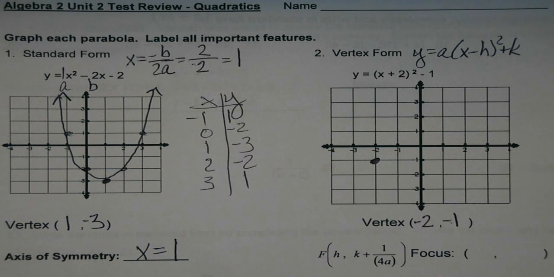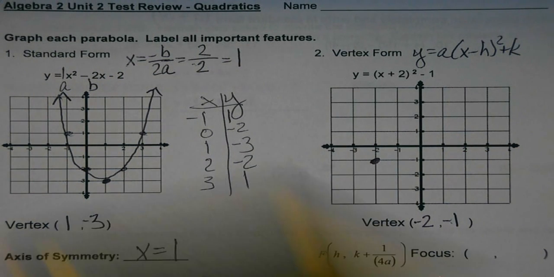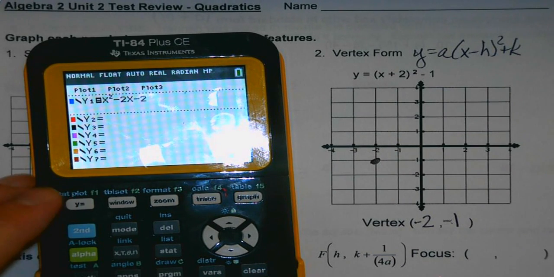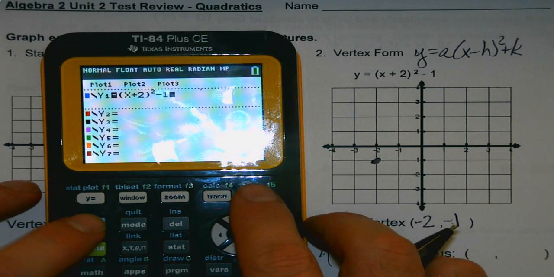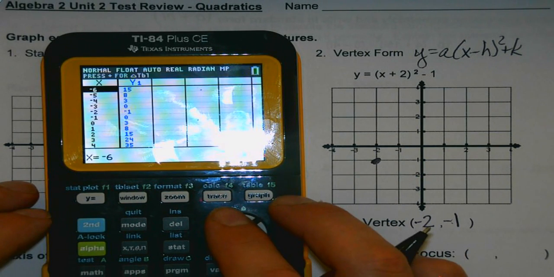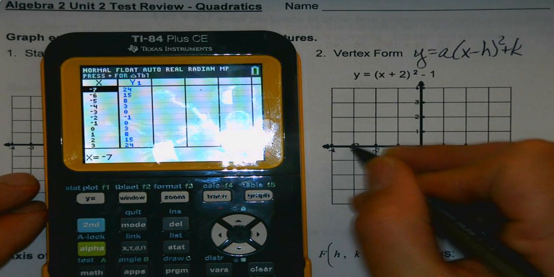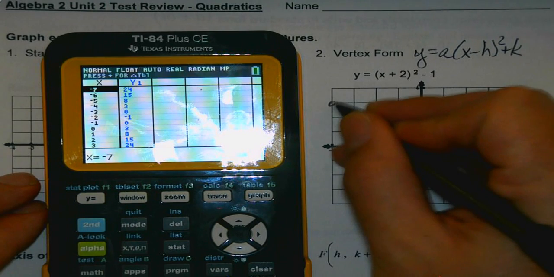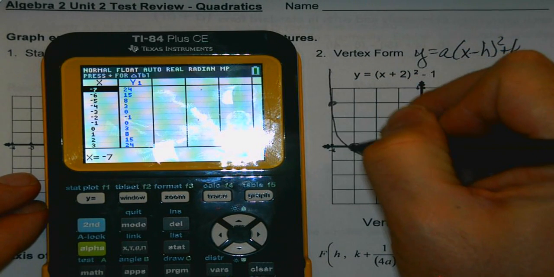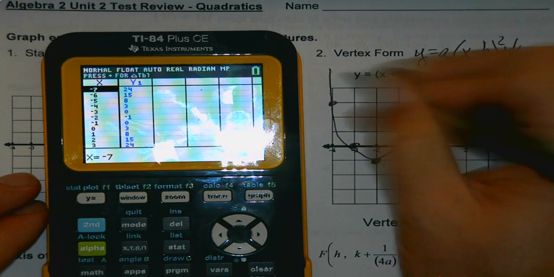And again, if I want to, I could grab my calculator out. Take a look at my chart, see my symmetry. And graph my parabola.